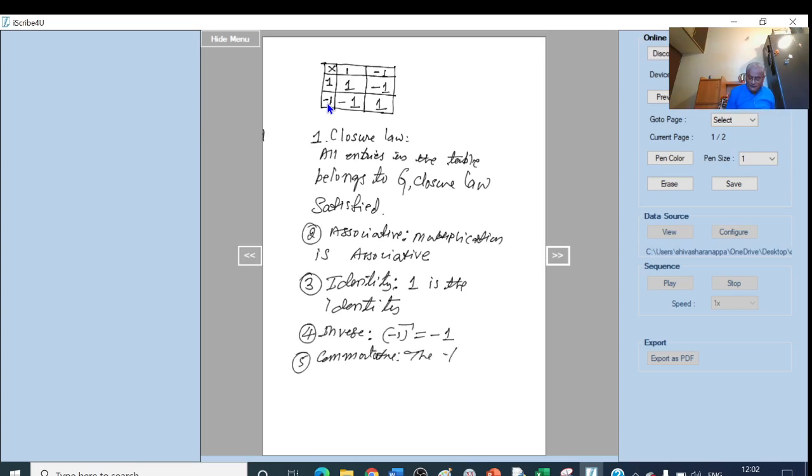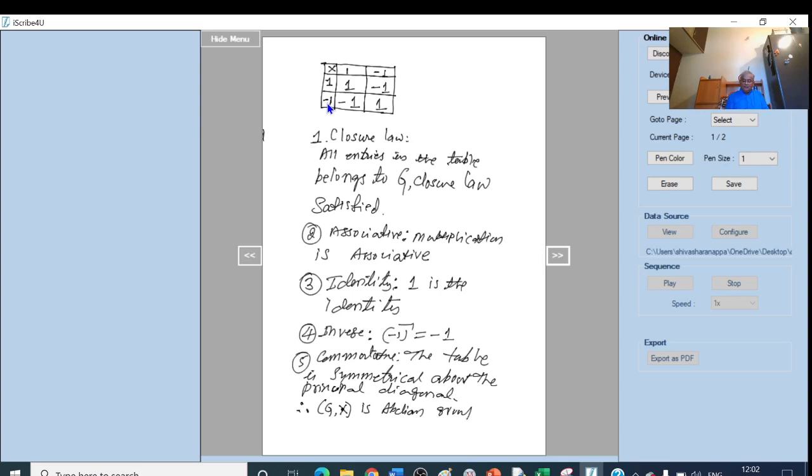We write the table is symmetrical. Table is symmetrical about the principal diagonal. Therefore, we say that G, comma, star, or we write dot, anything, or we can write like this also cross, is abelian group.